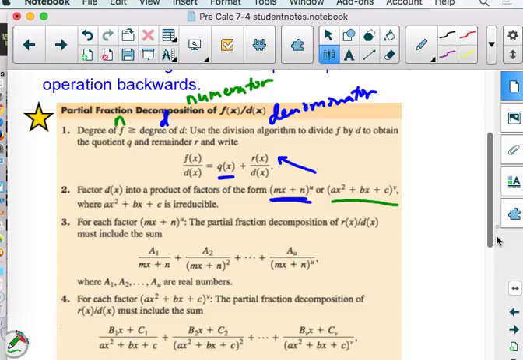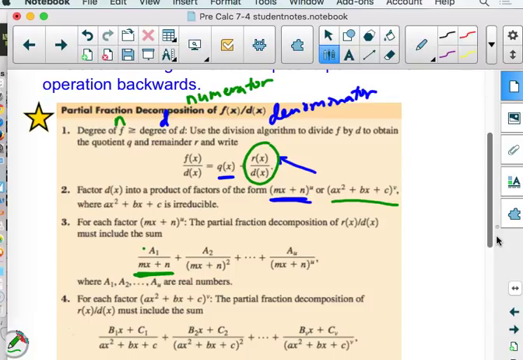So we have to make sure that our quadratic cannot be factored. For each factor that you see, each linear factor, mx plus n to the u power, the partial fraction decomposition of r of x over d of x, and that's going to be this remainder piece that we see back here, must include the sum. Now notice, we have A over mx plus n.